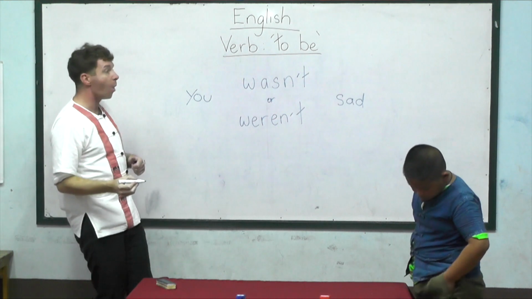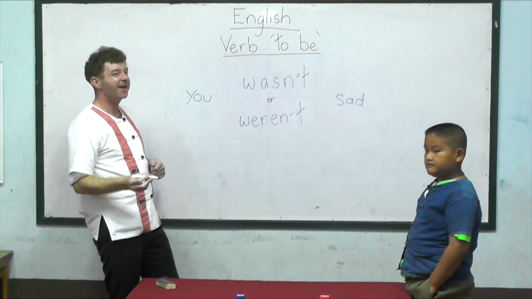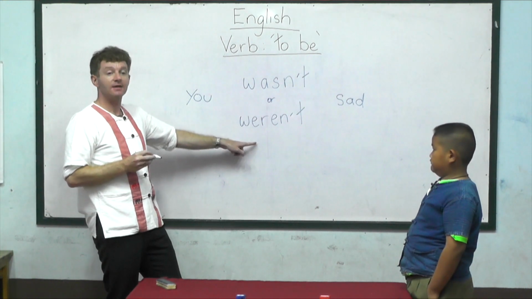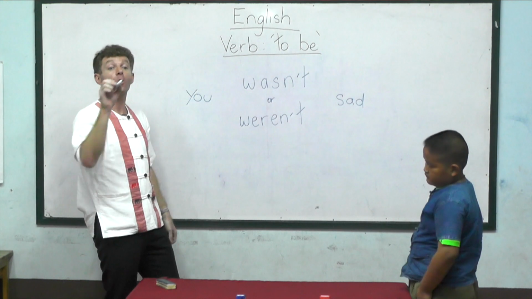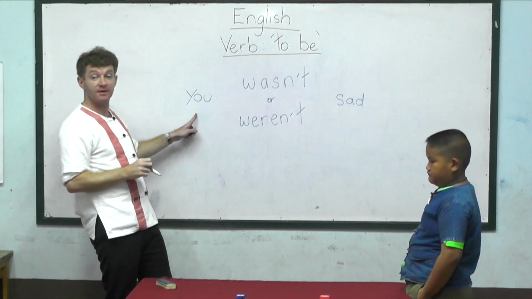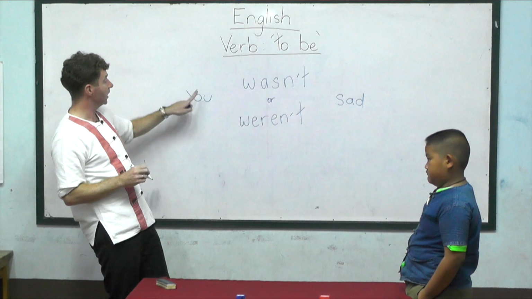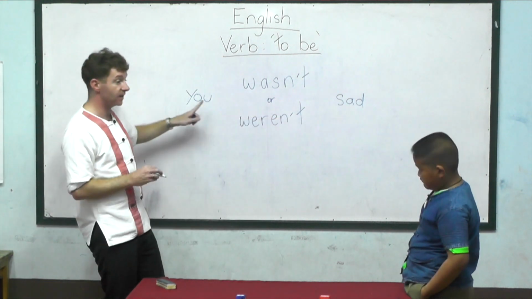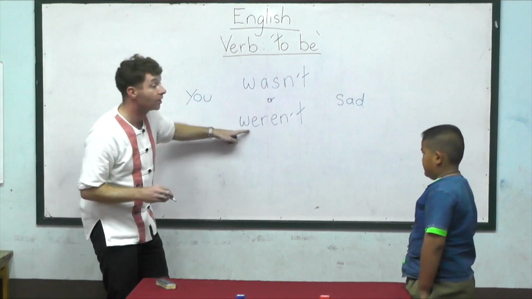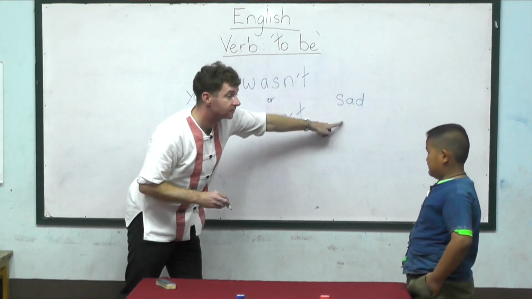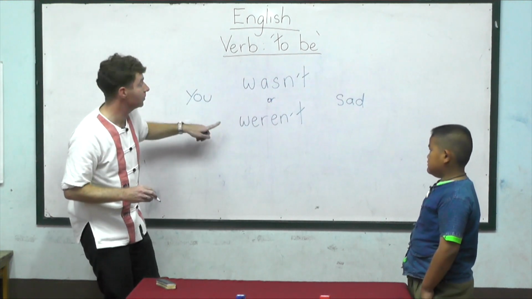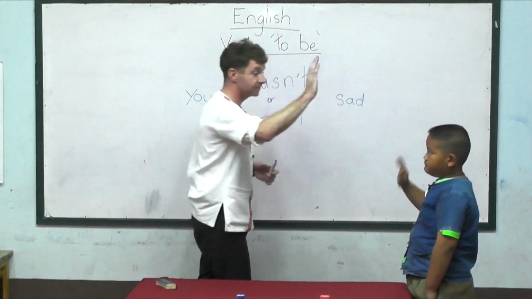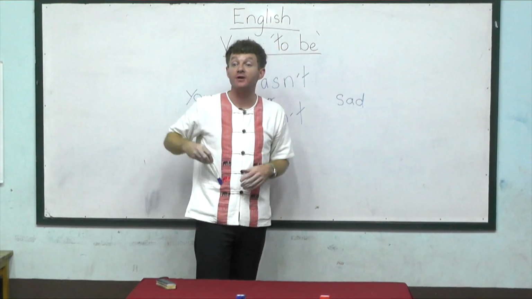So what do we say? Do we say you wasn't sad? You weren't sad. Yes, you will use you were or you were not with you. So all together, you weren't sad. Net, can you say? You weren't sad. One more time. You weren't sad. Excellent. Well done, Net. High five. Big round of applause for Net.